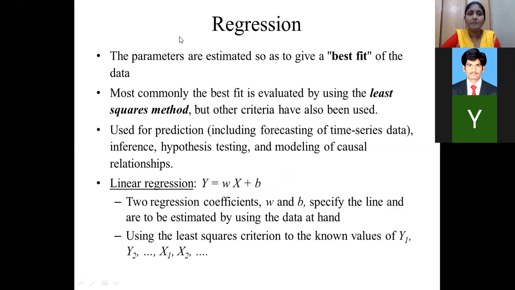Whatever parameters we take, the dependent variable and the independent variable, we estimate those parameters in such a way that they give the best fit of the data. Whatever data values we take, we fit them to a particular line. Linear regression means we take a line and fit the line to the data points. So we are finding the error between the actual line and the estimated line. Our ultimate goal is to reduce the error between the actual line and the estimated line. We evaluate it by using the least squares method.